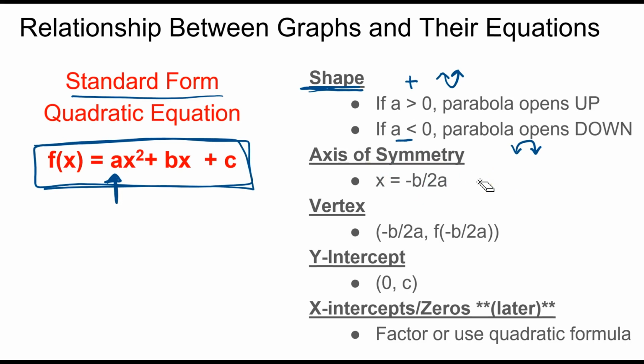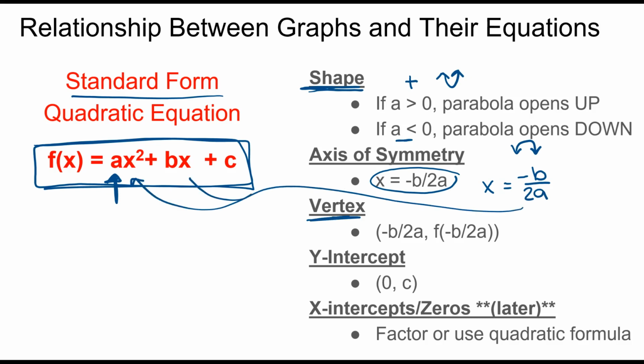All right, so let's talk about the axis of symmetry. When we're given a standard form function, we have to use this formula here to find the axis of symmetry: x is equal to the opposite of b over 2a. Then to find the vertex, we plug this value of x into the function, and that'll give us the y value of the vertex. We can also find the y-intercept pretty easily. The y-intercept is the constant value at the end of the function. We'll talk about x-intercepts and zeros later.